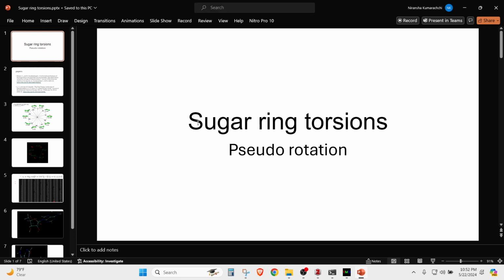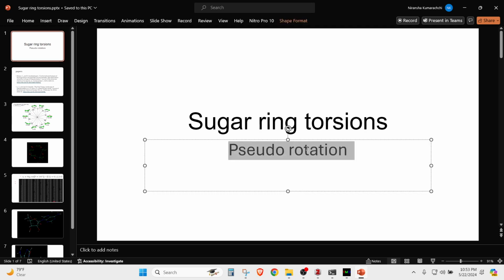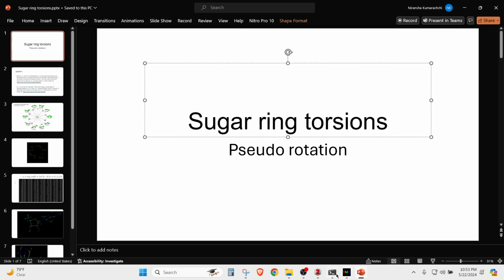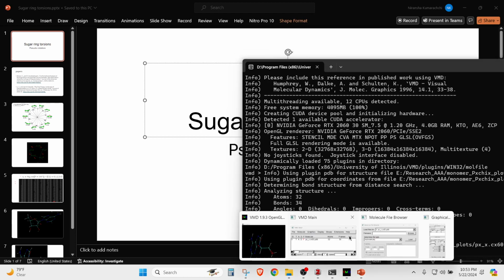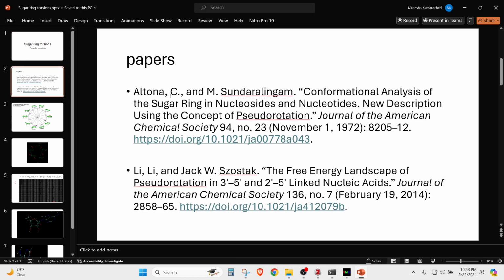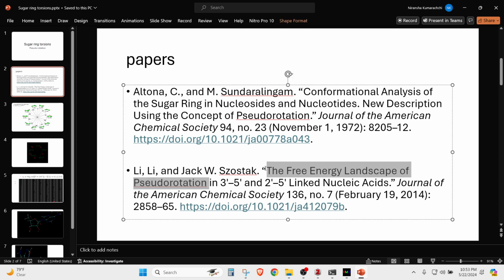Okay guys, today I'm going to show you how to calculate sugar ring torsion and its correlation to pseudo-rotation. This concept was initially introduced by Altona and Sundaralingam in 1972, and I found a new paper, published in 2014, which has a free energy landscape of pseudo-rotation. This will help to visualize everything, right?